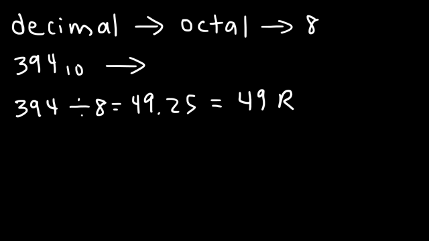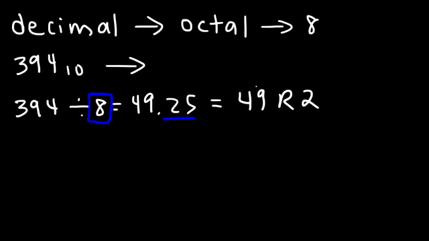In order to identify it, take the decimal value, the numbers after the decimal point, that is 0.25, and then multiply it by 8. So 8 times 0.25 is 2. So we have 49, remainder 2.